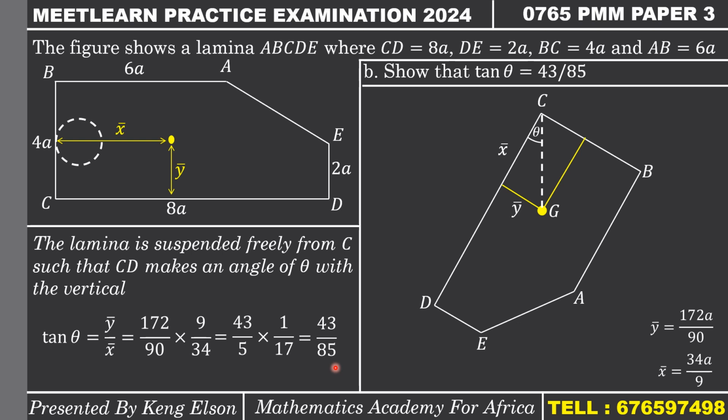If there's one thing I want you to note here, it is that when the body is suspended at a point and it is in equilibrium after suspension, then the line joining the center of mass of the body to this point of suspension is a vertical line. That is your vertical, and with that you can now get the other things. Okay, so we are done with question B. Let's move on to question C.